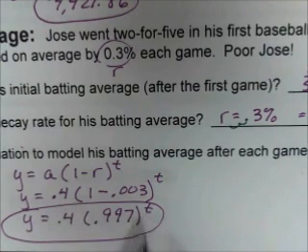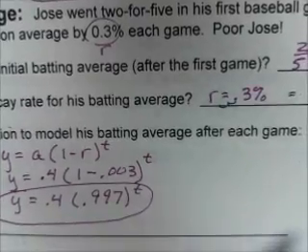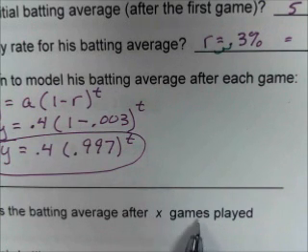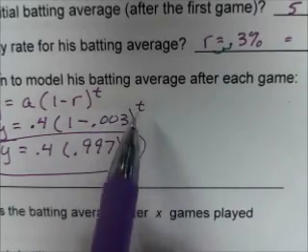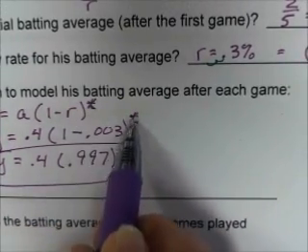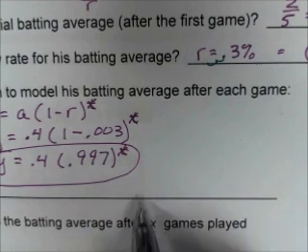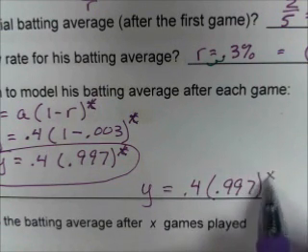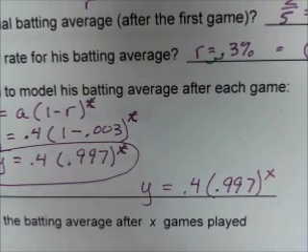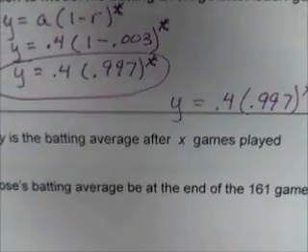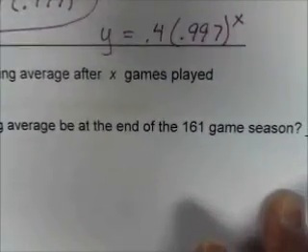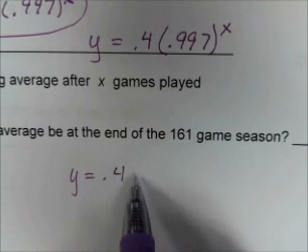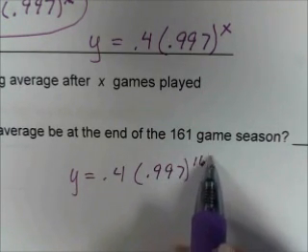Again, you can have x or t there. I apologize, not just reading now. X is the number of games played, so these t's should be x's. So let me just go back and change that. Okay, so y equals 0.4 parentheses 0.997 to the x. And part D, what will Jose's batting average be at the end of the 161 game season? So we take our equation and we substitute 161 in for x.